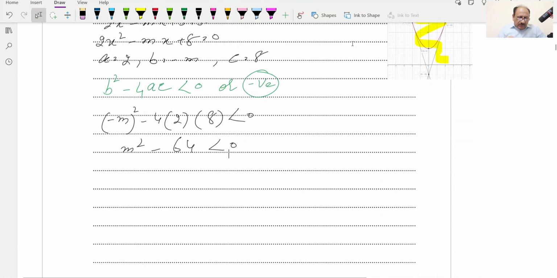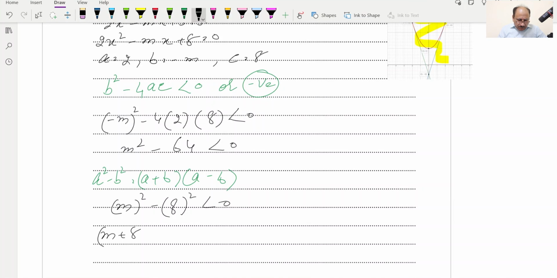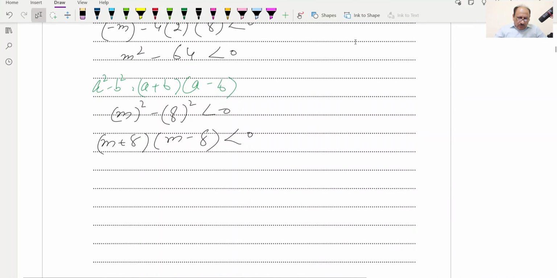And further, we can apply the formula a squared minus b squared is equal to a plus b into a minus b. This is m squared, so we can write m squared minus 8 squared is less than 0. This means m plus 8 and m minus 8, this is basically the factorization, less than 0. So m is equal to minus 8 and m is equal to 8, these are the values which we will be checking for the range of values for m.